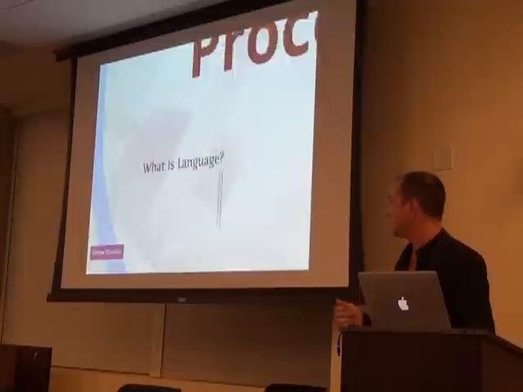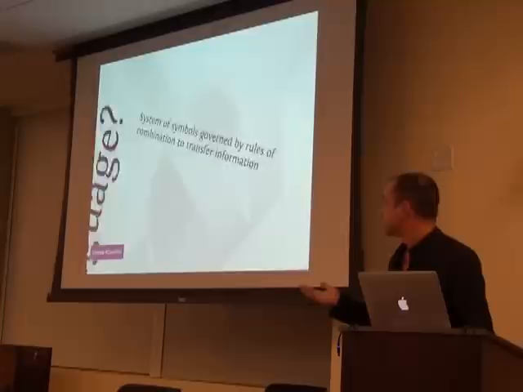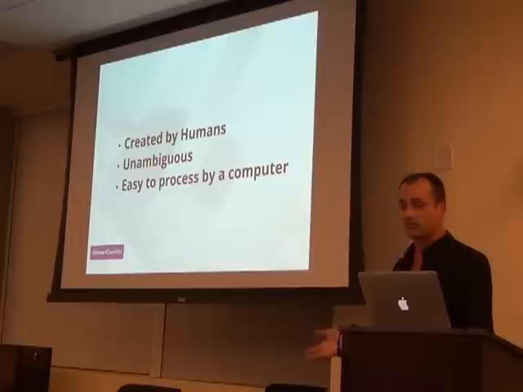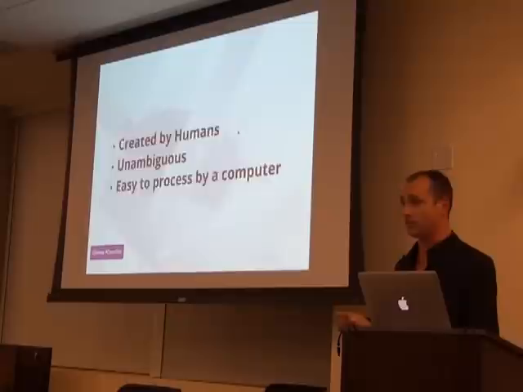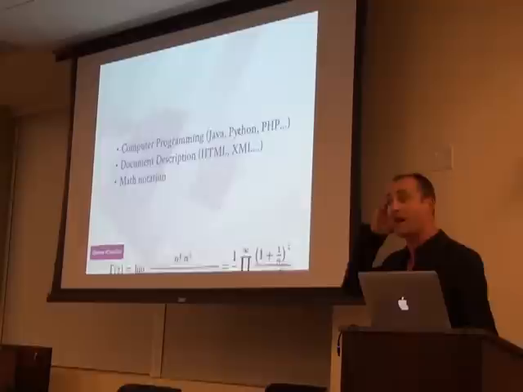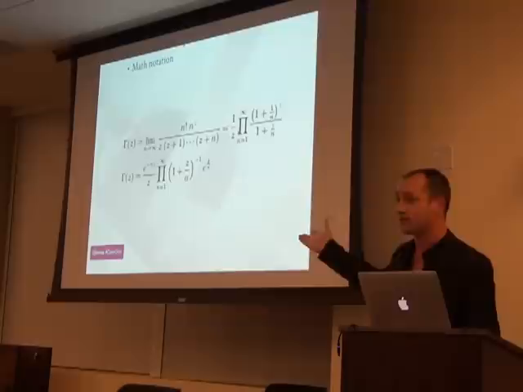So first, what is natural language processing? What is language? Language is a system of symbols governed by rules of combination to transfer information. So that's anything. And they are divided into two, formal languages and natural languages. Formal languages are created by humans, and they are not ambiguous, and they are easy to process by a computer. Examples of formal languages: Java, JavaScript, Python, PHP, HTML, XML, and anything that ends with an L probably is a formal language. Even the math notation is a formal language. I don't understand that, but I know that somebody will understand and it is not ambiguous.